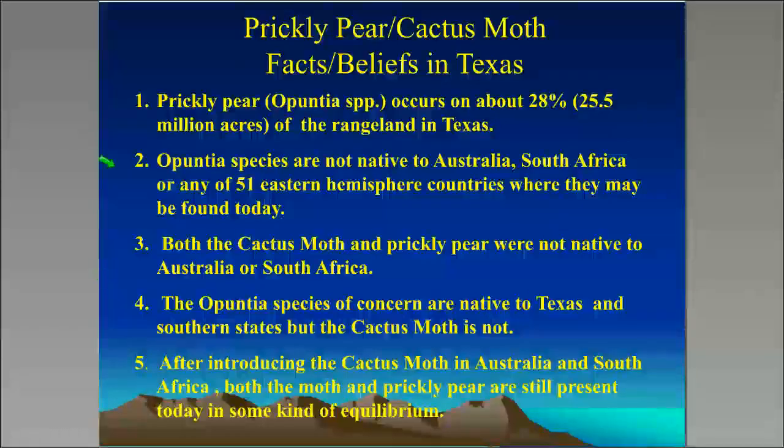Prickly pear occurs on roughly 28% of our rangeland in Texas, about 26 million acres. Both the cactus moth and the prickly pear were not native to Australia, but we introduced them there and used the moth as a biological control agent. The Opuntia species that we're concerned about in Texas are native and occur in other southern states, but the cactus moth isn't. After introducing the cactus moth in Australia and South Africa, today, 80 years later, both the moth and the prickly pear are still present, but they're in some kind of equilibrium with each other.